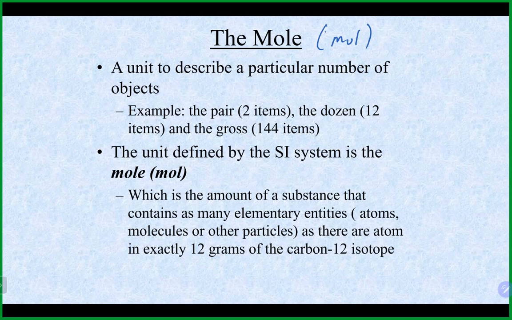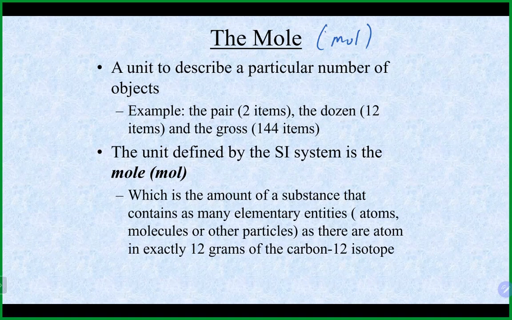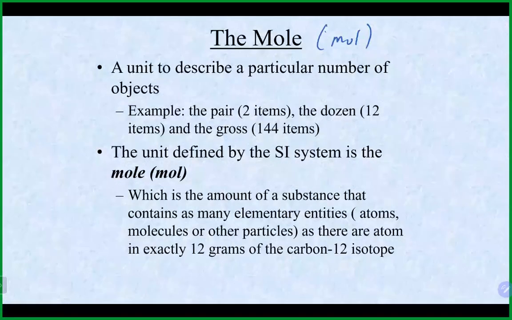In life, we have a lot of words that mean an actual number. If we have a pair of something, that means you have 2. If you have a dozen of something, that means you have 12. If you're old and you have a gross of pencils, that's 144. So we have these names that represent a numerical value. And in chemistry, the mole is that name. One mole of anything will equal 6.022 times 10 to the 23, which is known as Avogadro's number.